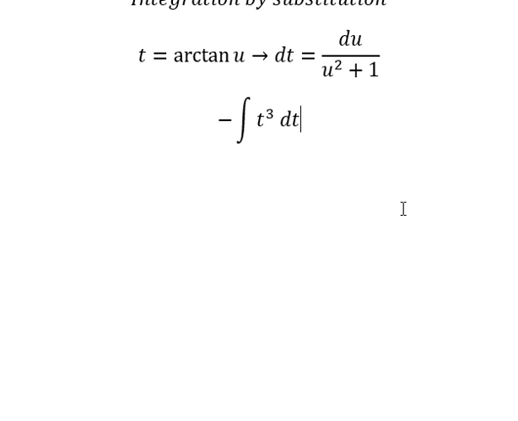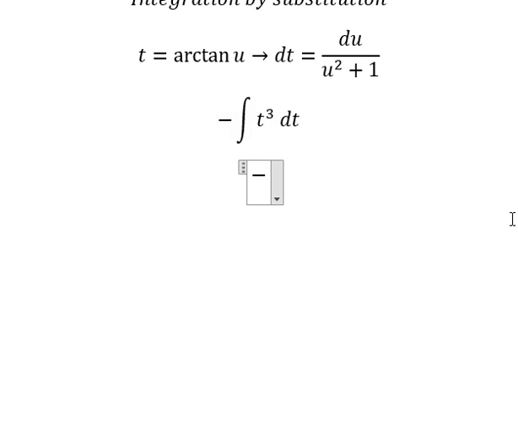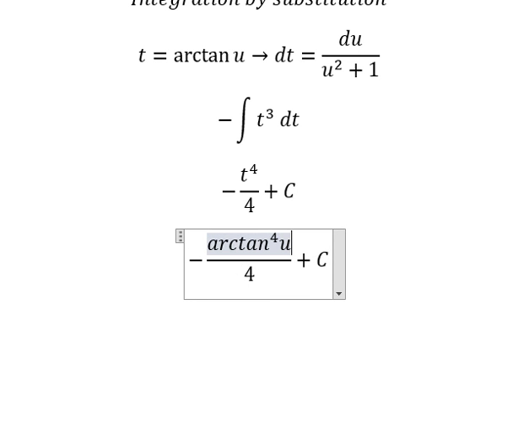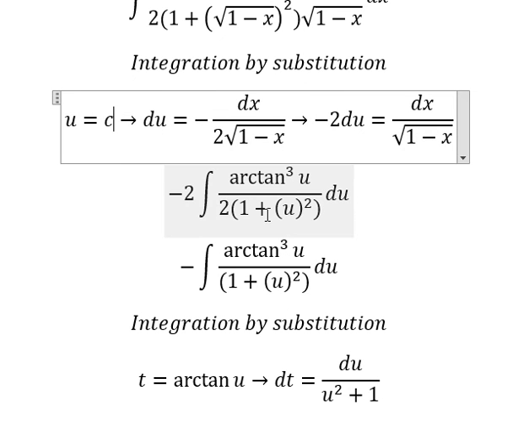And now we can get the final answer. The integration of t to the power of 3 gives t to the power of 4 over 4, and we put plus c. About t, that's arctan of u. About u, that is this one.